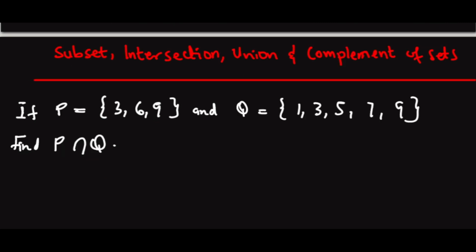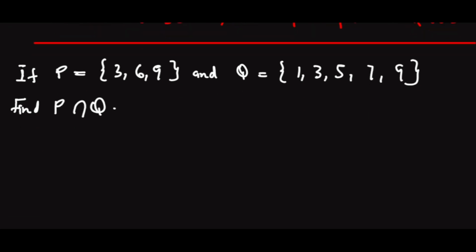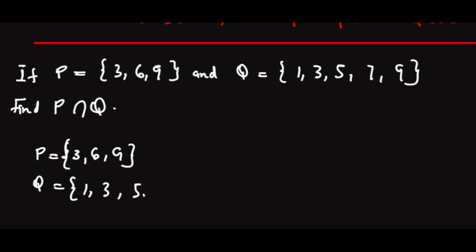Now we have another question that says if P equals {3, 6, 9} and Q equals {1, 3, 5, 7, 9}, find P intersection Q. To find P intersection Q, first of all, let's list the elements properly. So we have P equals {3, 6, 9}, and we have Q equals {1, 3, 5, 7, 9}.